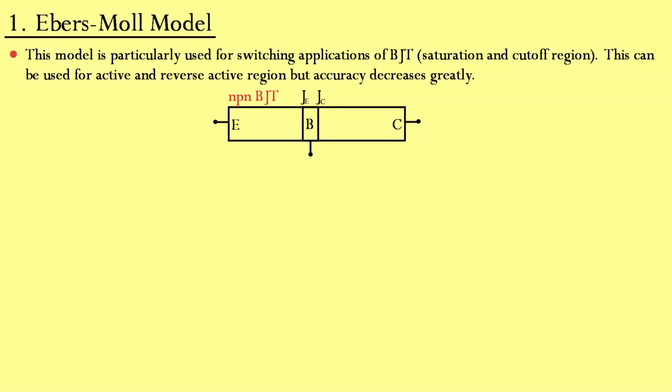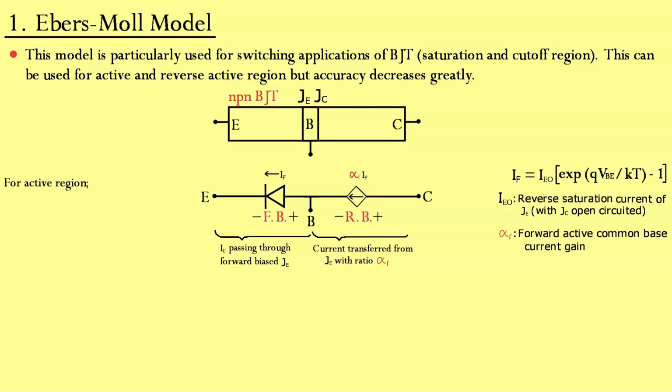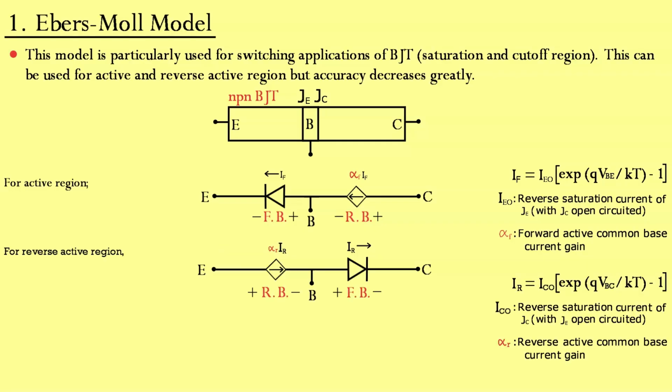Consider an NPN BJT. You are aware of the active region BJT, where the forward bias current of the base-emitter diode gets transferred to the reverse bias collector with a ratio referred to as the active region common base current gain. This can be represented in circuit form as shown. Similarly, in reverse active mode, the majority of the forward bias collector current gets transferred to the reverse bias emitter with a ratio referred to as the reverse active common base current gain.